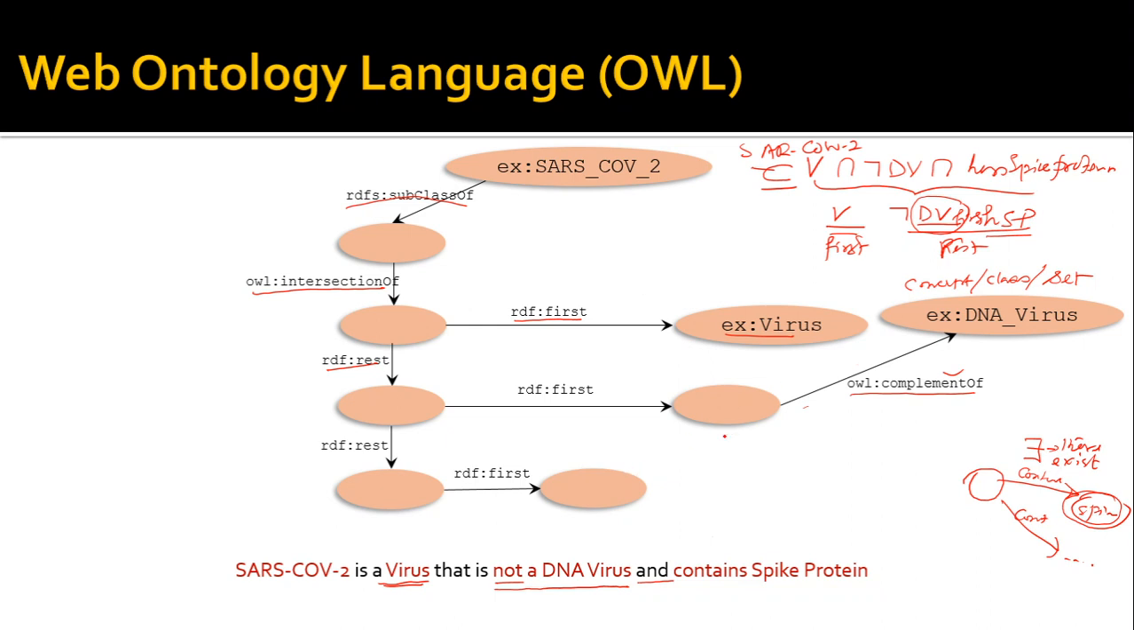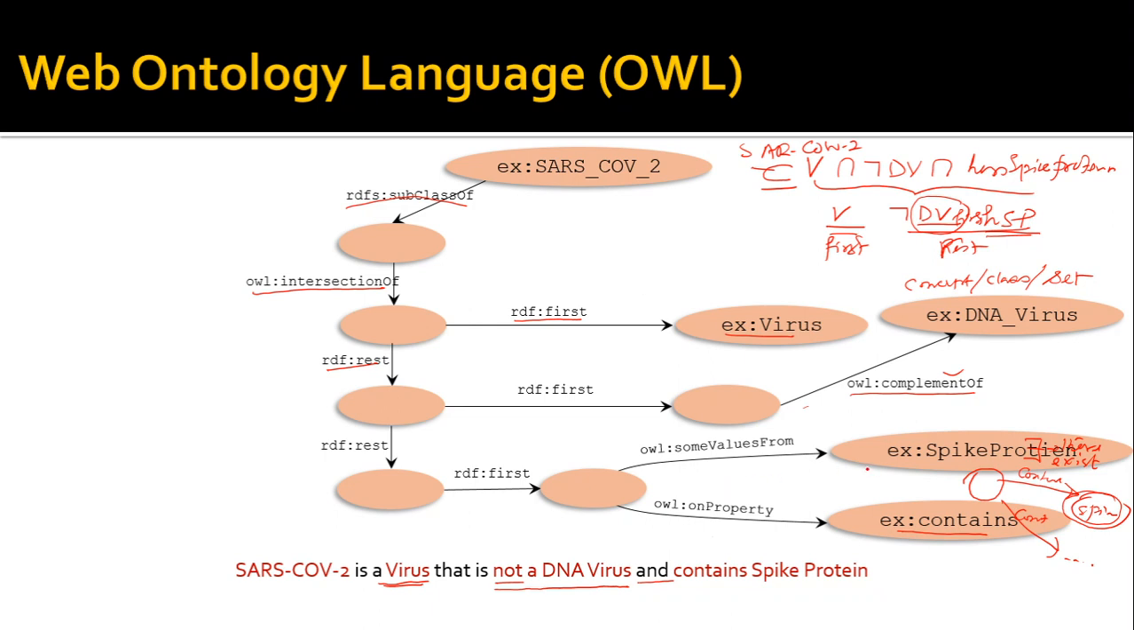So we are saying that the rest of the list is HSP, and HSP can be described like it is a restriction over the property contains. And what is the restriction? The restriction is that it has a relation that picks up a value that is spike protein, right? So this we will discuss again in greater detail, and things will be clearer at that point of time. And finally, we have already exhausted the list. We don't have any other to intersect.